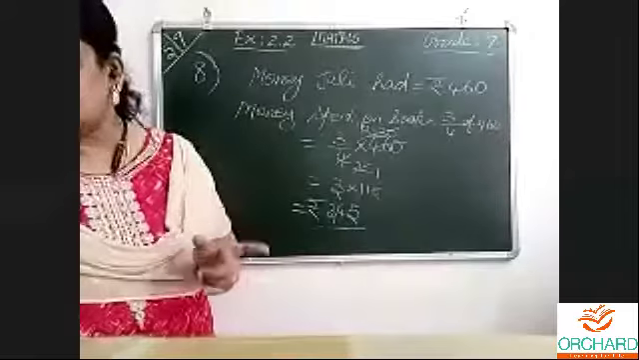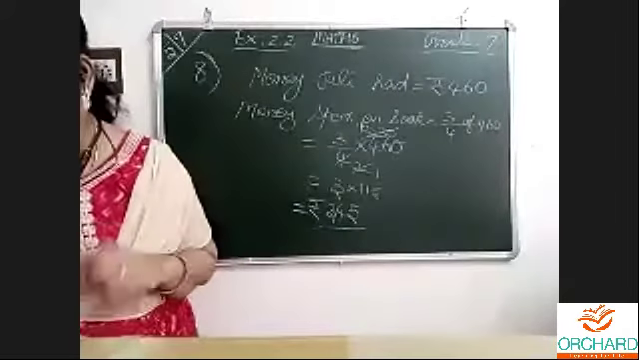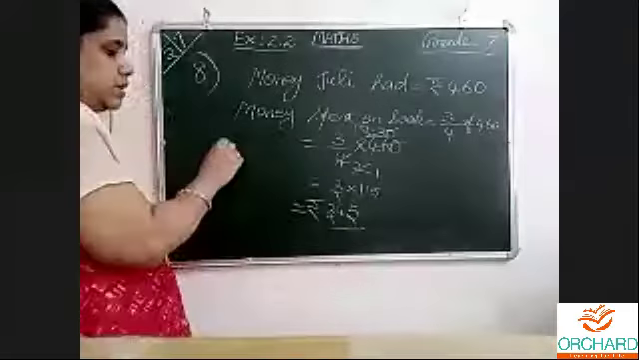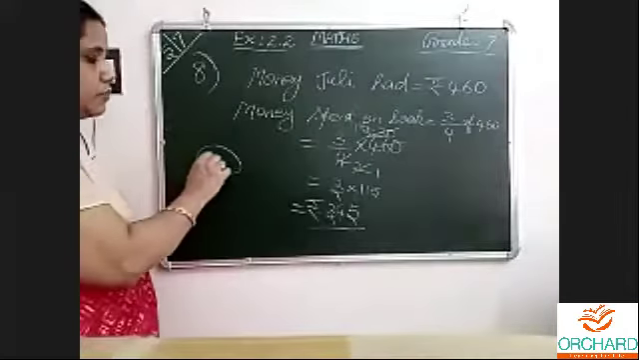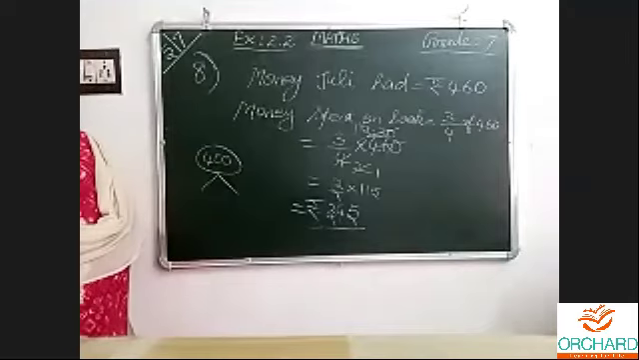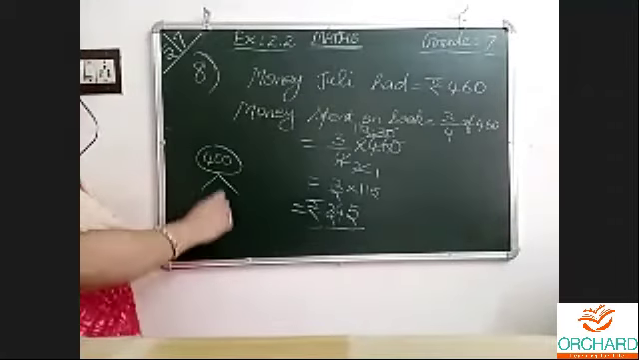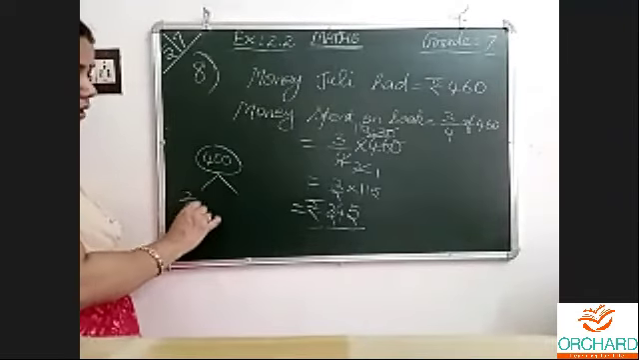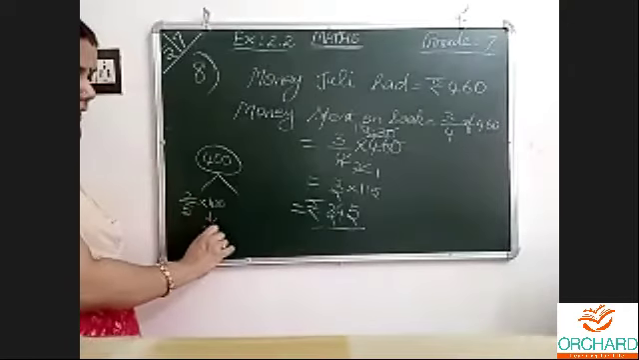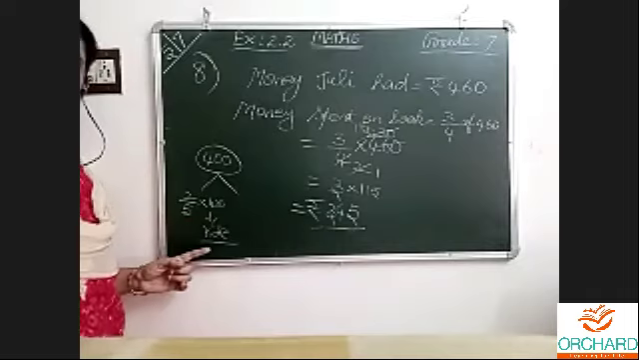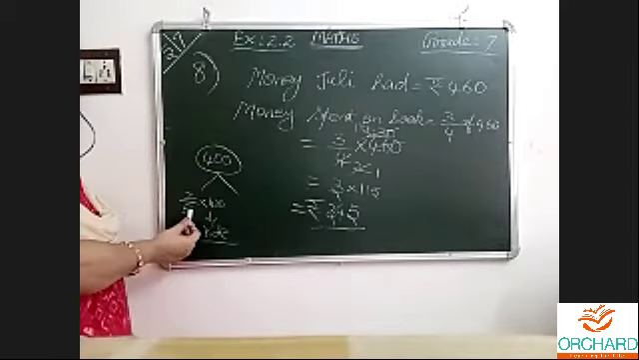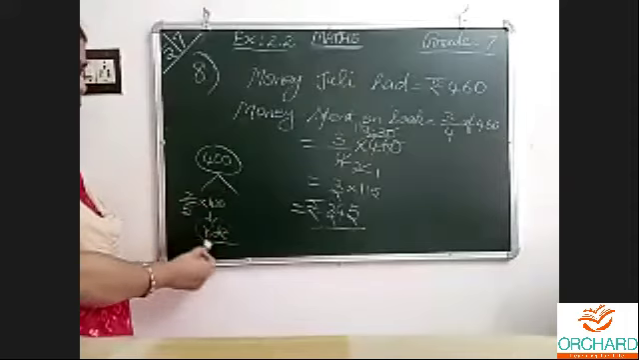Directly, they have not given how much money for video game. So we have to find that out. First, the money with Ria, that girl, was 400 rupees. She spent 2/5 of the money on a ride. So 2/5 of this 400 went for a ride. Ride means one trip. So 2/5 of this total money went on the ride.